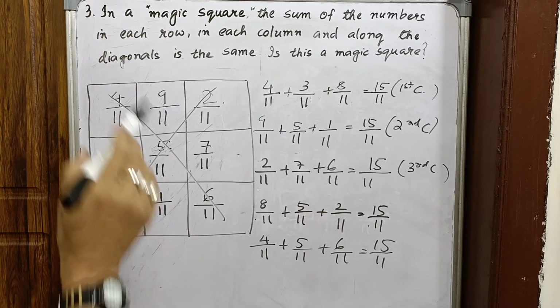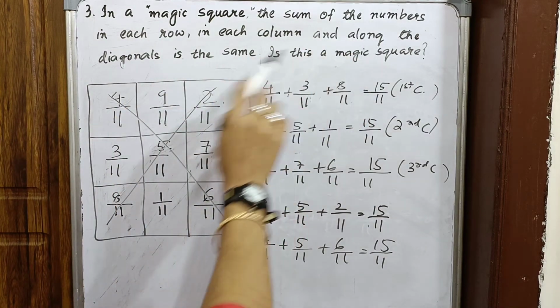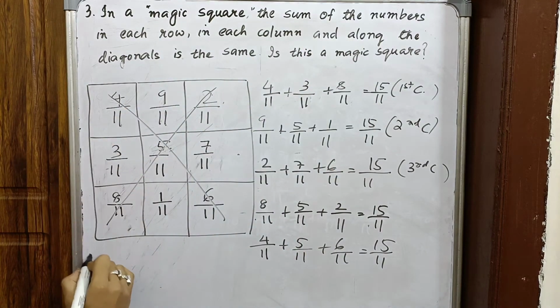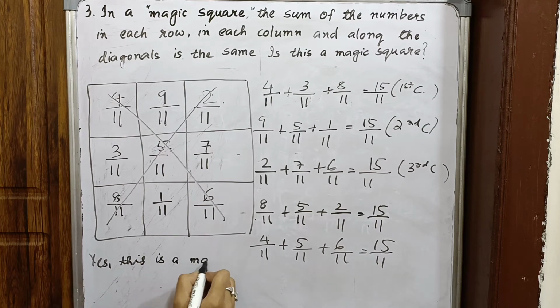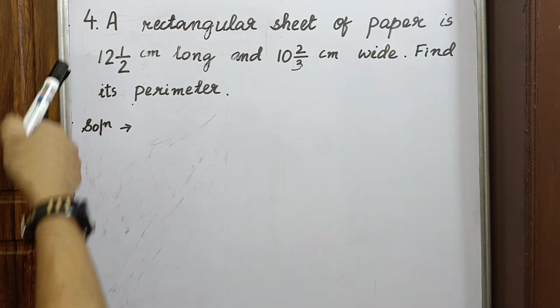So we can say, is this a magic square? So yes, this is a magic square. So I hope this is clear to you. Let's do question number 4. Okay, now see question number 4.